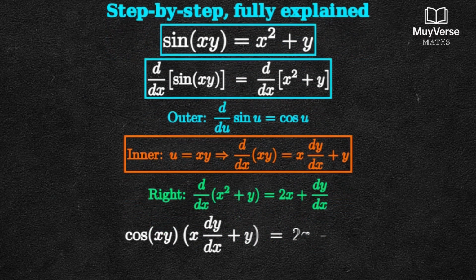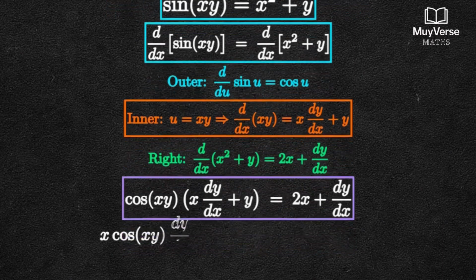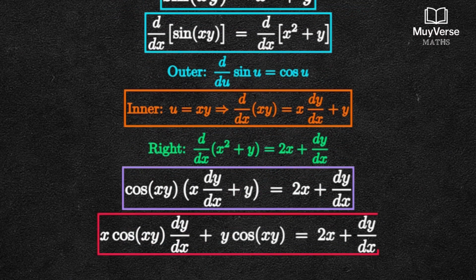Putting this together gives cosine of xy times the quantity x dy/dx plus y equals 2x plus dy/dx. Step 2. Expand and collect the dy/dx terms. We distribute the cosine term to get x cosine of xy times dy/dx plus y cosine of xy equals 2x plus dy/dx.